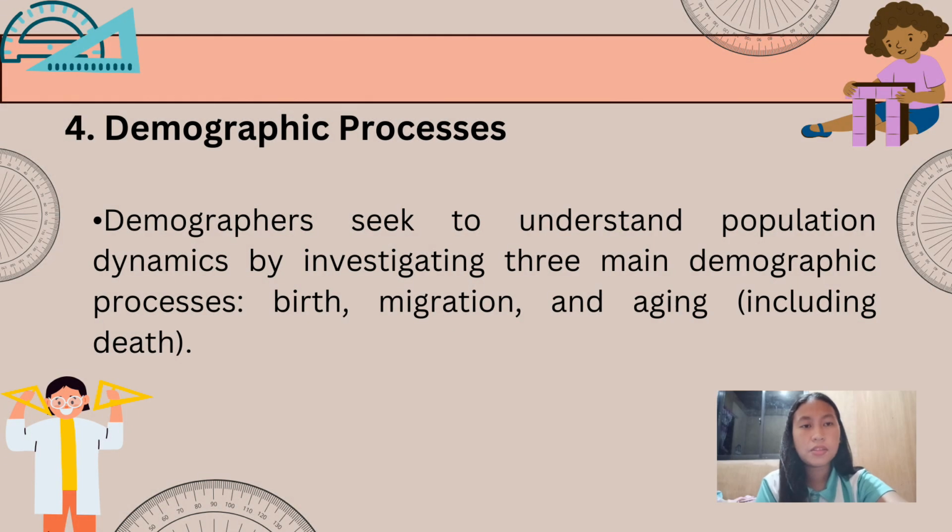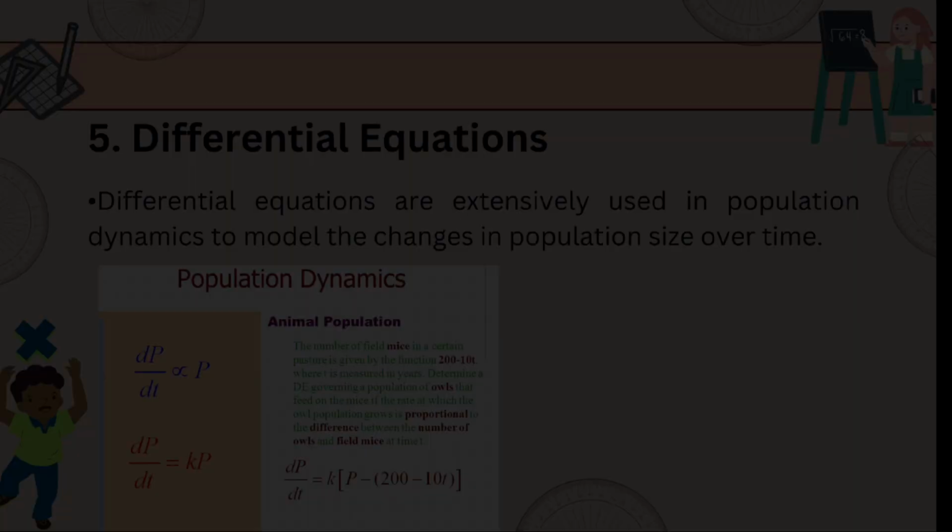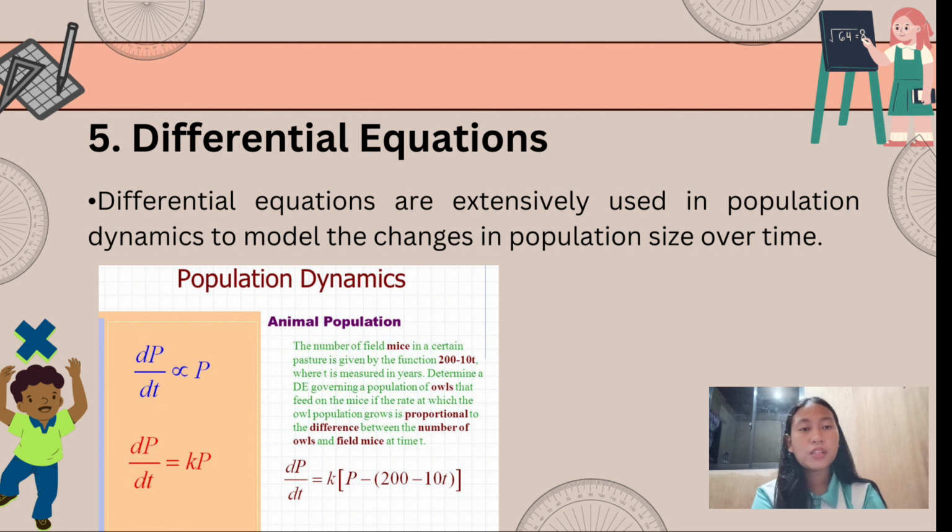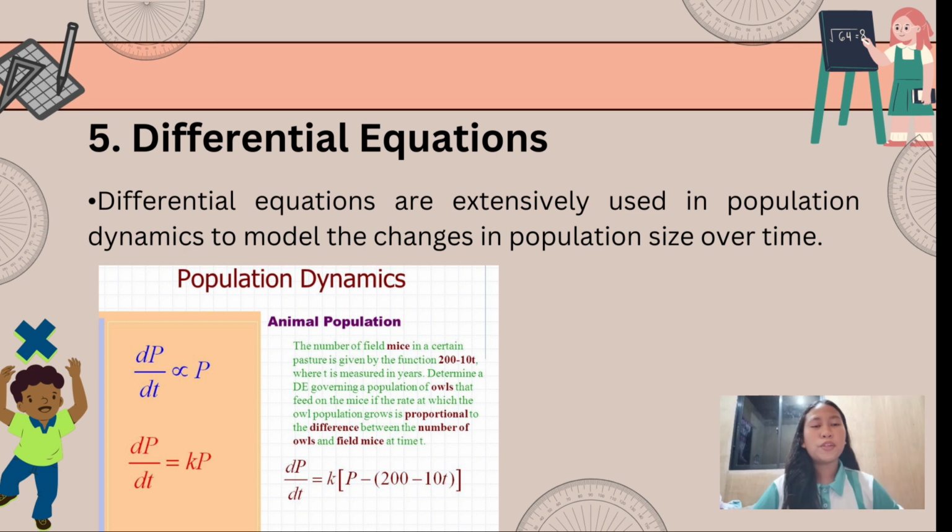Number 4, demographic processes. Demographers seek to understand population dynamics by investigating 3 main demographic processes: birth, migration, and aging, including death. Number 5, differential equations. Differential equations are extensively used in population dynamics to model the changes in population size over time. Various factors can influence the dynamics of a population.